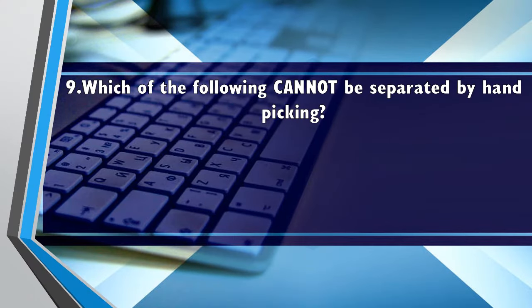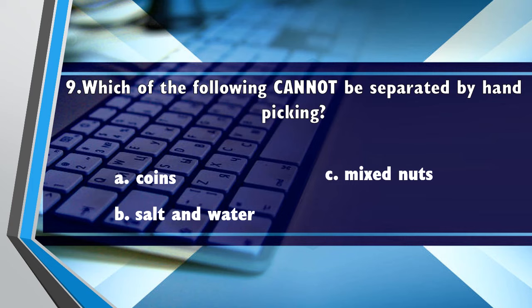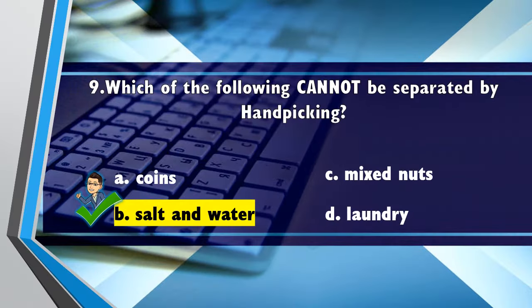Number 9. Which of the following cannot be separated by hand picking? A. Coins. B. Salt and water. C. Mixed nuts. D. Laundry. The correct answer is letter B. Salt and water.